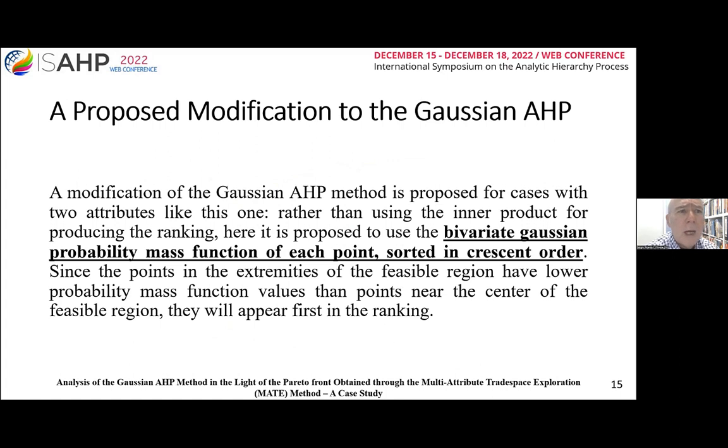We also are proposing a modification to the original Gaussian AHP method. Rather than using the inner product for producing the ranking, we are proposing to use the bivariate Gaussian probability mass function of each point sorted in crescent order. Since the points in the extremities of the feasible region have lower probability mass function values than points near the center of the feasible region, they will appear first in the ranking.